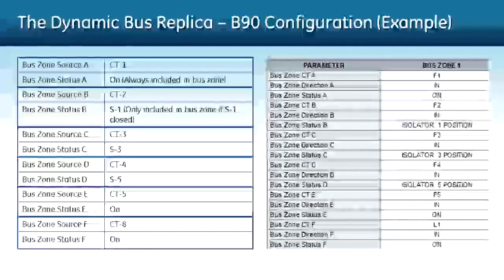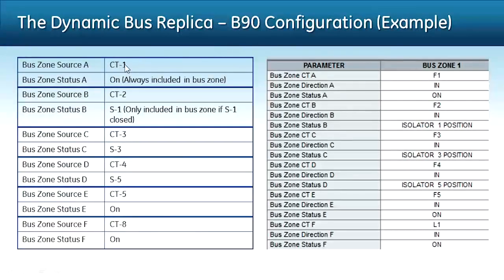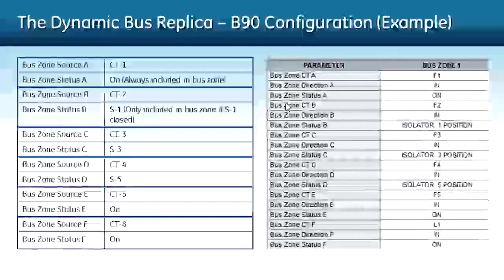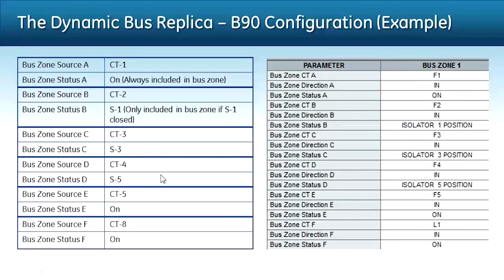And this is what it looks like in the configuration software. So we can see CT1 is on, CT2 will only be on if S1 is closed. And this is actually how it would be configured in a B90 configuration file. So similarly, C3 will be part of North Bus if S3 is closed. And same with C4, it will be part of North Bus if S5 is closed, as it is configured in this case. And the same has to be done with all feeders that potentially will be part of the bus.